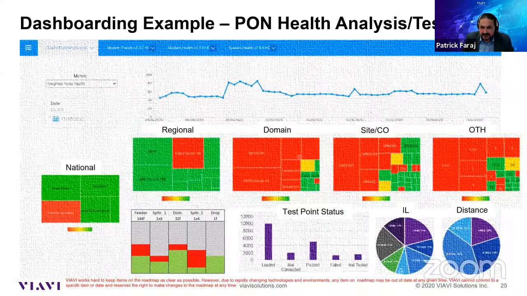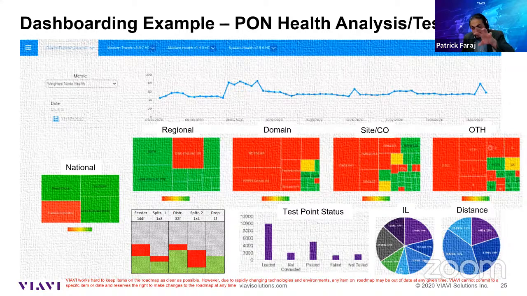Central offices, in regional domain site, but you can go to the specific optical test head and the fibers connected to that specific test head, and you can see how many fibers are tested and passed, how many fibers are red, how many are not tested. And you can do that in all your elements in your network.